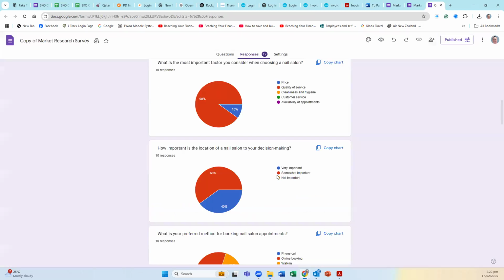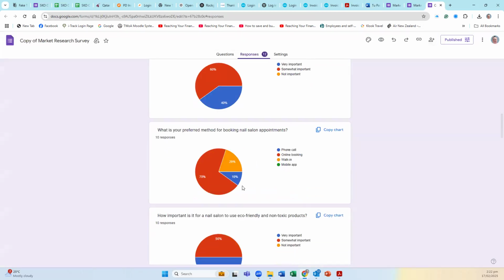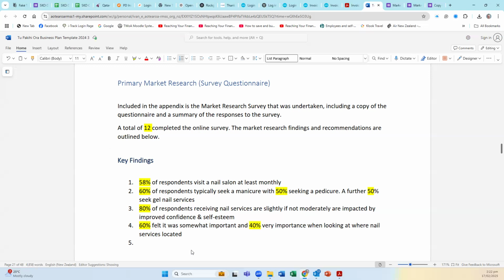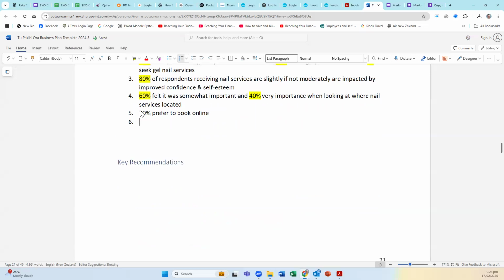Let's go to number 5. What is your preferred method for booking nail salon appointments? Online. So 70% would prefer online booking. That's very good because it means you need to have that system in place. 70% prefer to book online, so you've got to have an online booking platform because that's how they like to book.